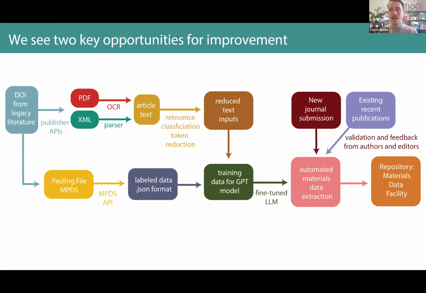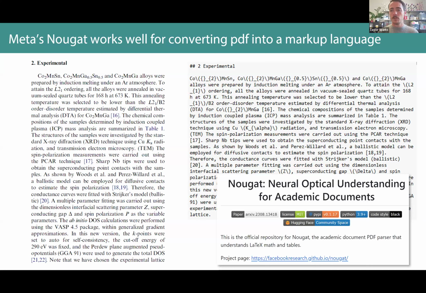For one, Meta released Nougat, which is Neural Optical Understanding of Academic Documents. It's basically a PDF reader. It's awesome. It can take PDF and convert it via optical character recognition to LaTeX. It can pull information from tables really effectively.